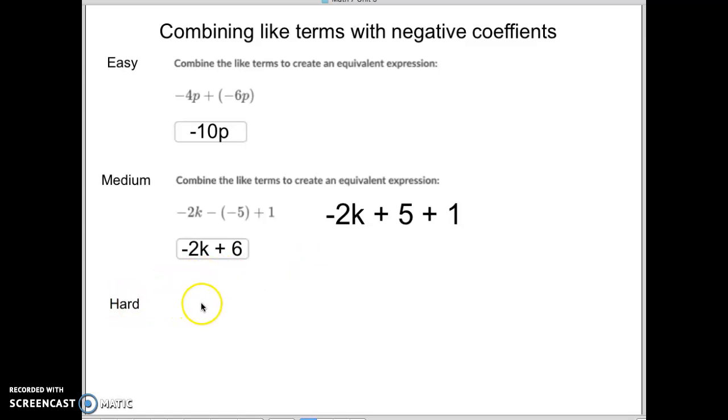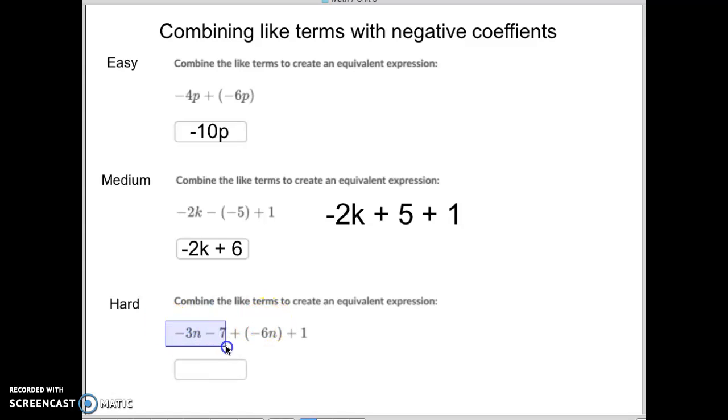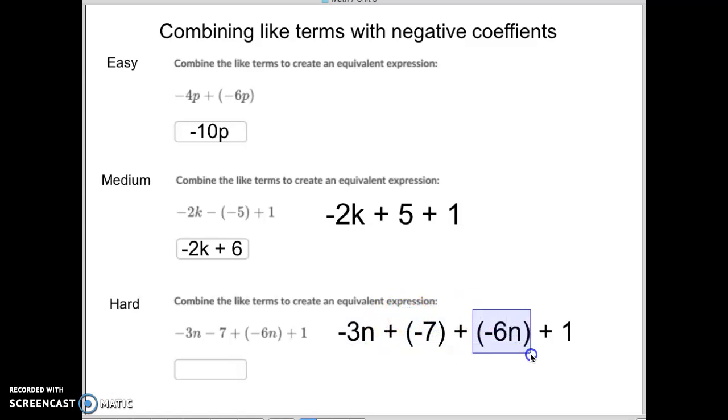Oh my gosh, this is so hard, guys. All right, negative 3n minus 7 plus negative 6n plus 1. We don't like minus signs, so let's rewrite it. We have negative 3n plus negative 7 plus negative 6n plus 1. You will notice on here, I have negative 3n plus negative 6n. What is negative 3n plus negative 6n? Would you say it's negative 9n? I would agree with you. There it is, negative 9n.